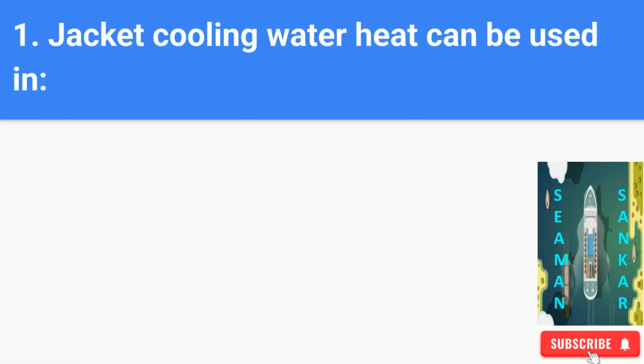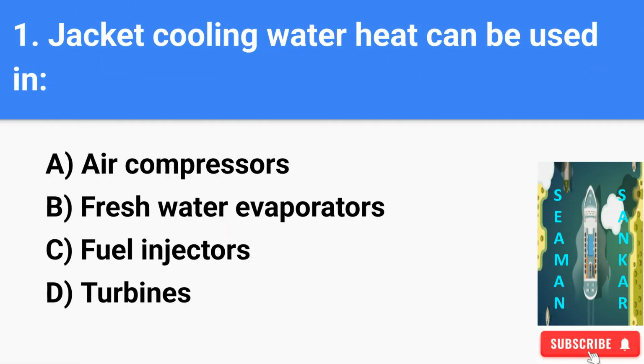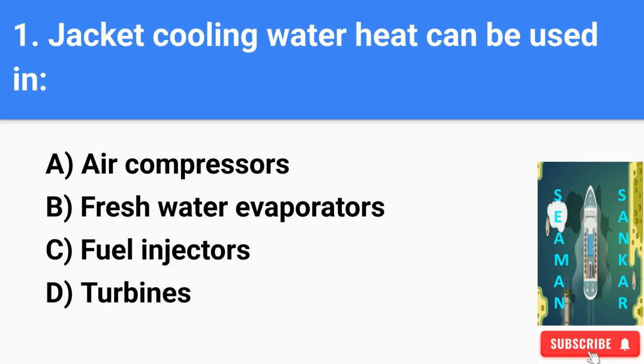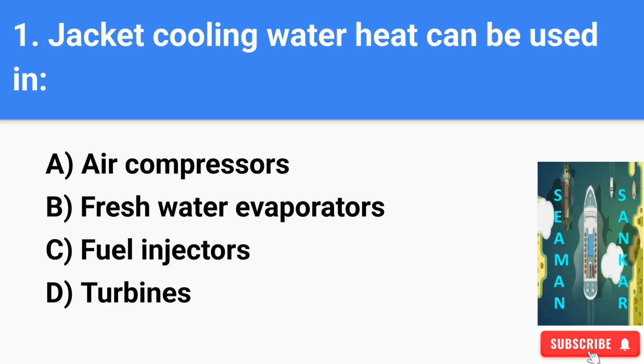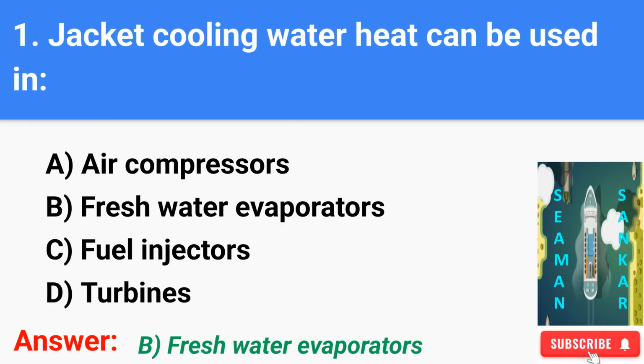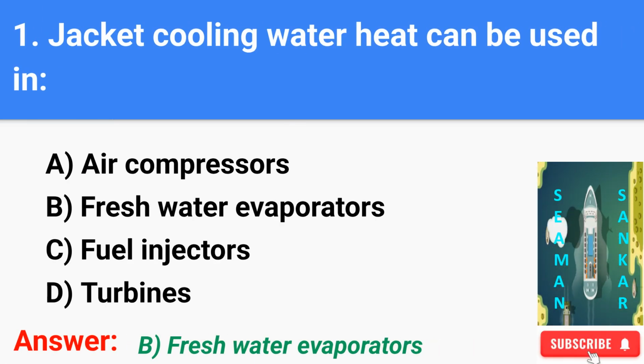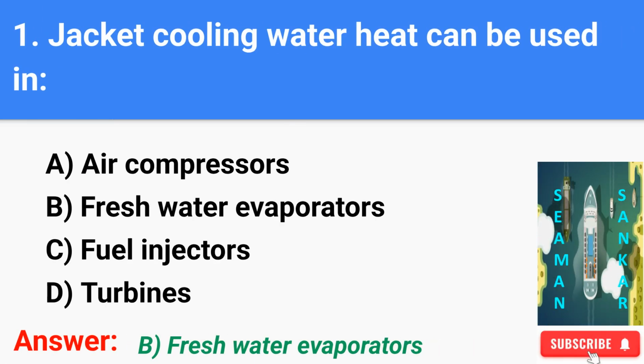Question 1. Jacket cooling water heat can be used in A. Air compressors, B. Freshwater evaporators, C. Fuel injectors, or D. Turbines. The correct answer is B. Freshwater evaporators. This utilizes waste heat for desalination.